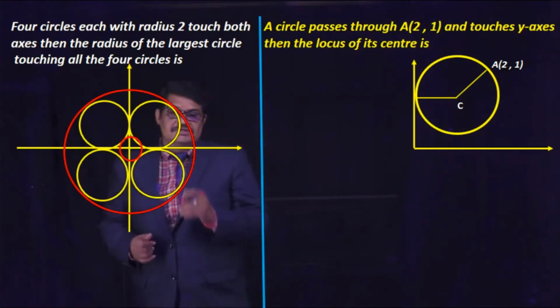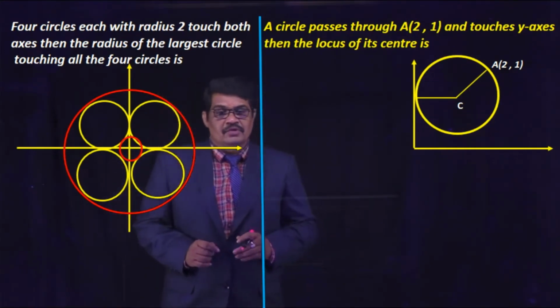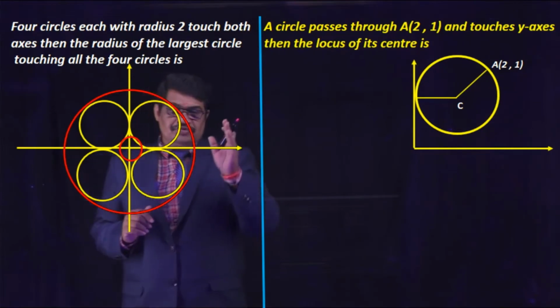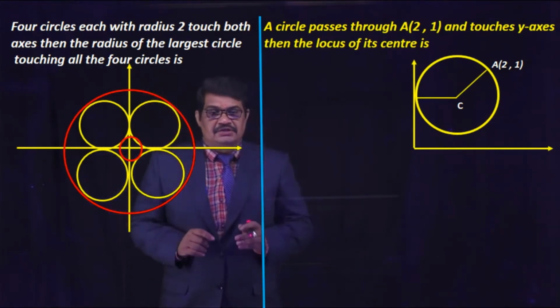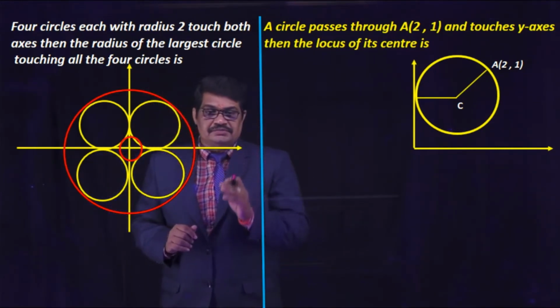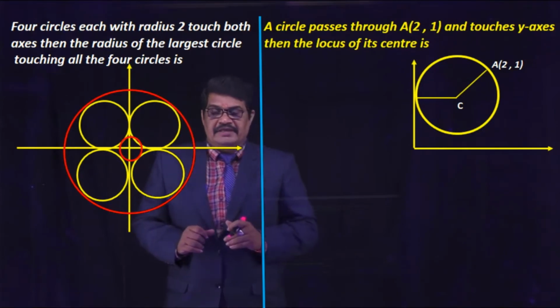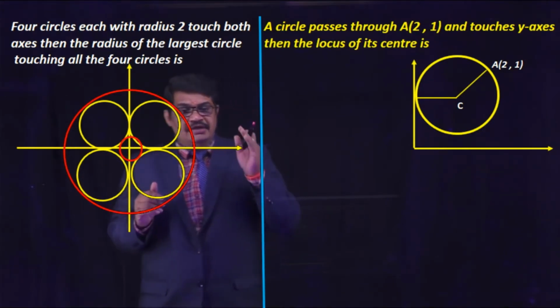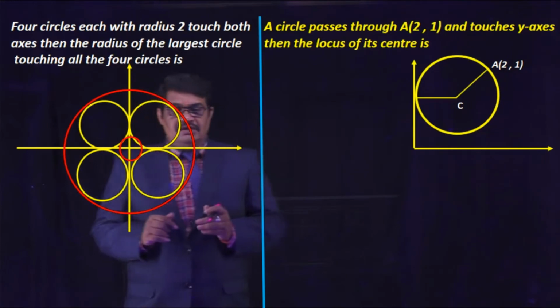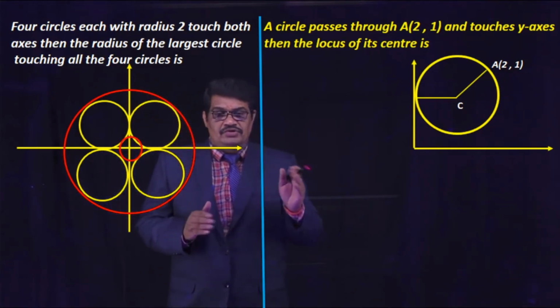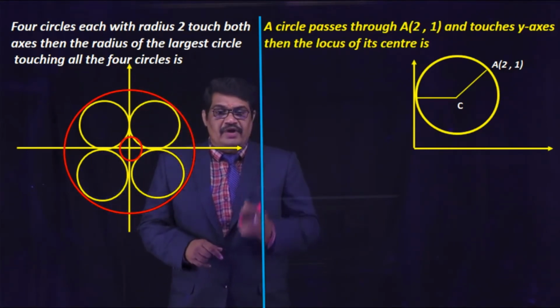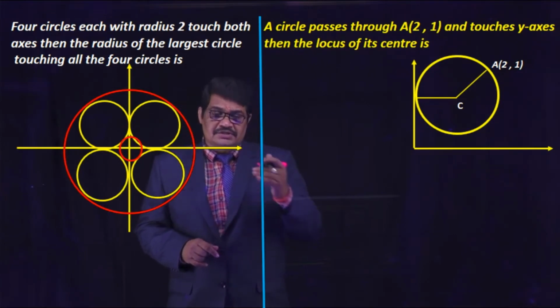Okay, see the next problem. Four circles, each with radius 2, touch both the axes. Then find the radius of the largest circle touching all the four circles. Here we have to find the largest circle's radius.